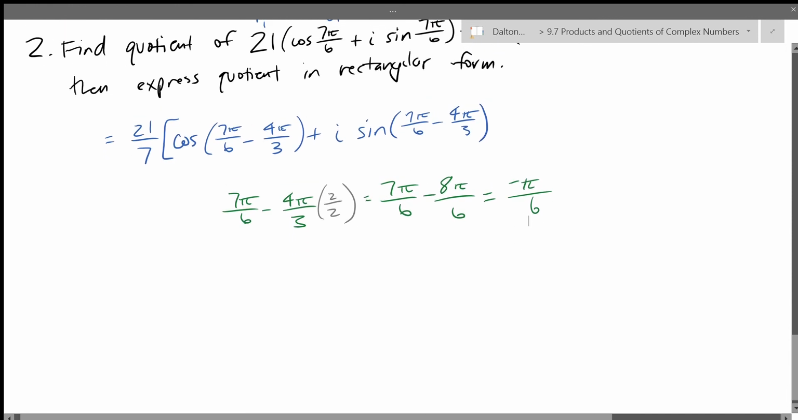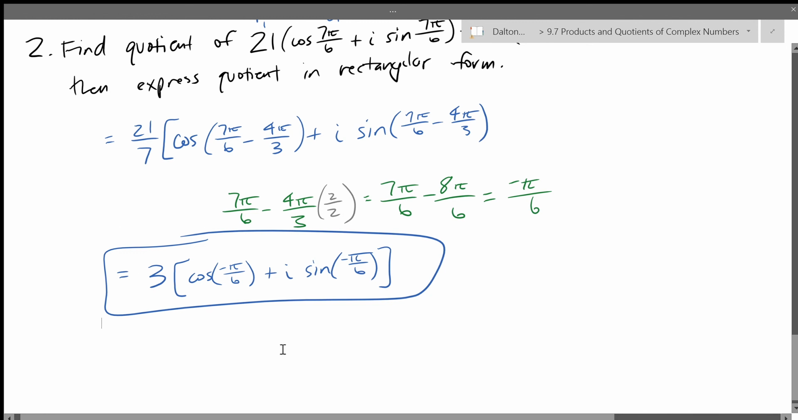So then what that means is we can go ahead and rewrite our quotient. 21 divided by 7 is 3, times the cosine of negative pi over 6 plus i times the sine of negative pi over 6. So again, that is the quotient. That is step 1. The second part is expressing your quotient in rectangular form.